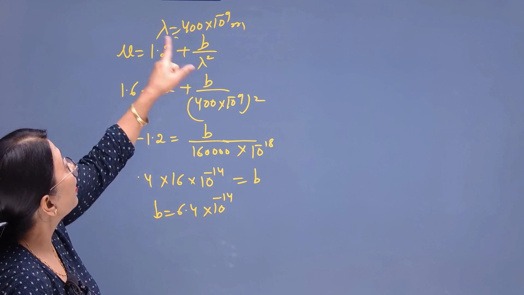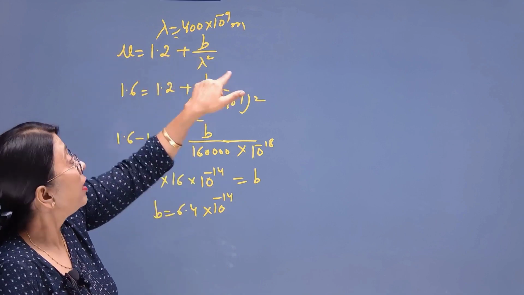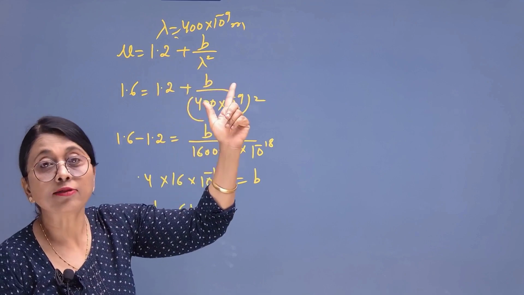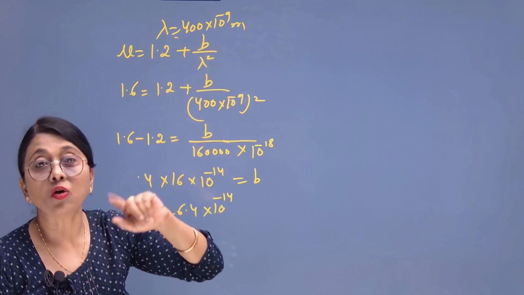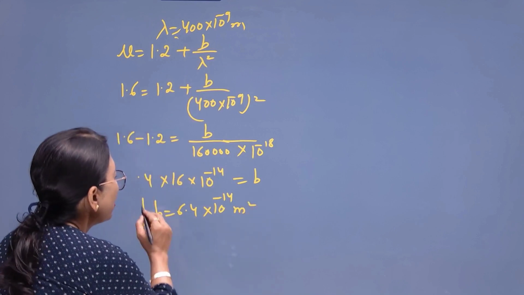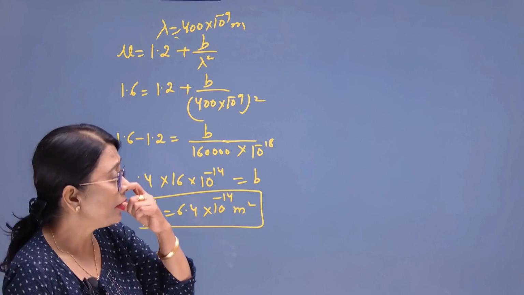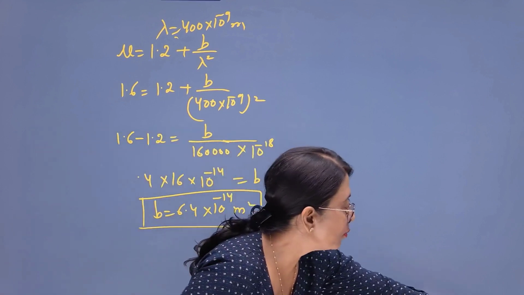Unit कैसे लिखोगे? आप इस पूरे सिस्टम को देखो बच्चों. म्यू की कोई यूनिट नहीं होती है. लैम्डा स्क्वायर की यूनिट मीटर स्क्वायर है, तो डेफिनेटली इसकी यूनिट भी क्या होगी? मीटर स्क्वायर. So this will come out as meter square. We got the value of b. b की वैल्यू हमें मिल गई. Right? So next what they are asking you, एक और चीज पूछी गई है.